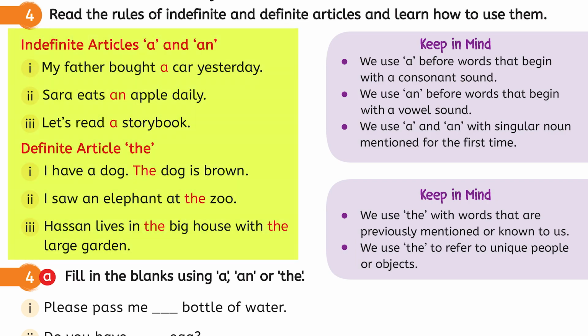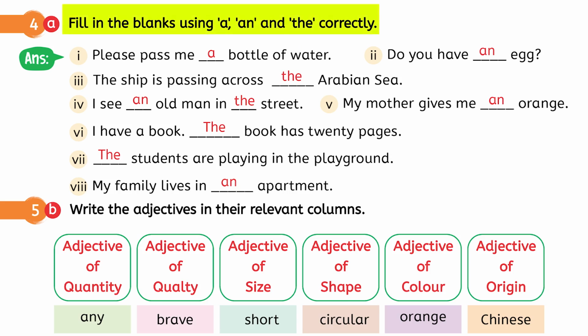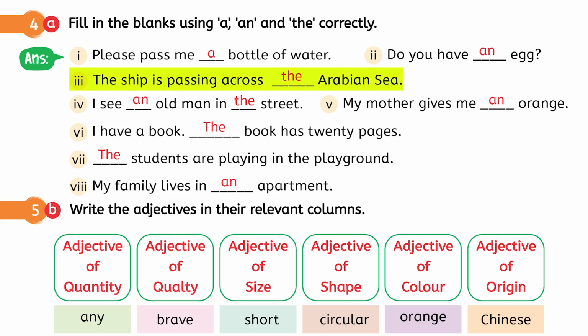The first question is on indefinite articles a and an, and the definite article the. We are going to fill in the blanks using a, an, or the. The first fill in the blank is: please pass me a bottle of water. Do you have an egg? The ship is passing across the Arabian Sea.